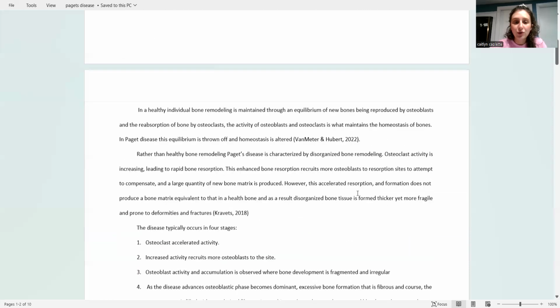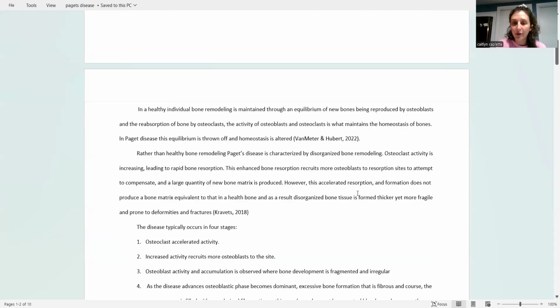So in a healthy individual, bone remodeling is maintained through an equilibrium of new bone being produced by osteoblasts and the reabsorption of bone by osteoclasts. The activity of the osteoblasts and the osteoclasts is what maintains this homeostasis in bones. In Paget's disease, that equilibrium is thrown off and therefore homeostasis is altered. Now, rather than healthy bone remodeling, Paget's disease is characterized by disorganized bone remodeling.